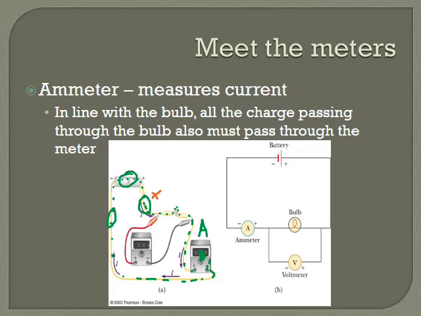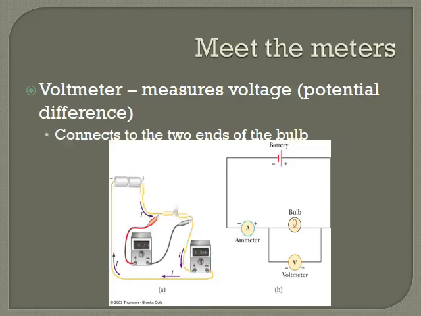So if I measure my current at the ammeter, I'm pretty confident that the flow there is going to be representative of the flow everywhere else in my circuit. But that's the way an ammeter is wired up. It's wired up in series or in line with your circuit. The voltmeter is the other meter you'll be using in a couple of the lab activities.